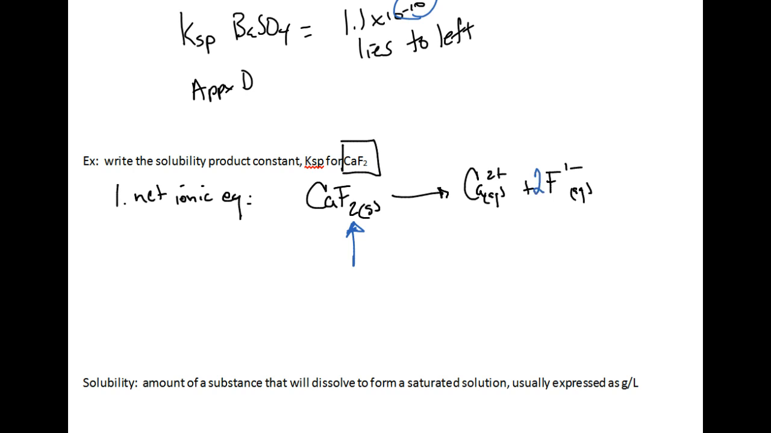Now, when we write the KSP expression, obviously we're going to leave out the solid once again, so it's going to be products over reactants. We're not going to have any reactant in it because it's a solid once again, so we're going to have the calcium 2 plus multiplied by the fluoride 1 minus. Now, because we do have the exponent of 2, we need to raise this to the second power. There's a big mistake that students often make, is they forget to raise that to the second power, or when punching in values, they forget to square the fluoride. And so that's what we need to make sure we do.